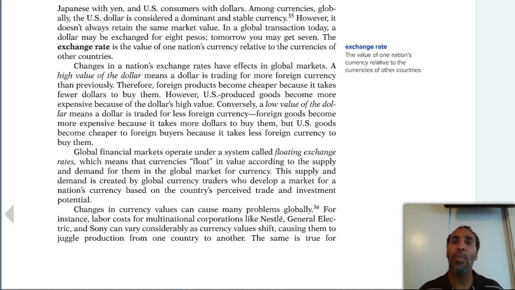Exchange rate. Get off the airplane in another country, what do you see? A place to exchange the money. My dollar is worth $1, your dollar is worth $1.30 because the euros are up and the dollars are down, right? Just an example. Exchange rate, the value of one nation's currency relative to the currencies of other countries.